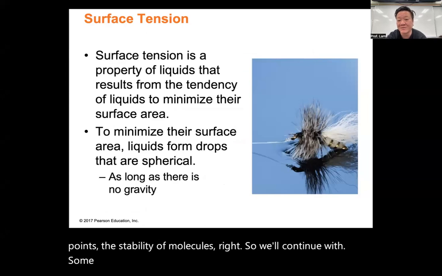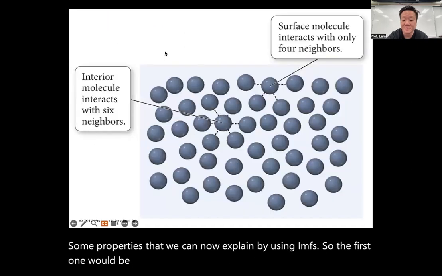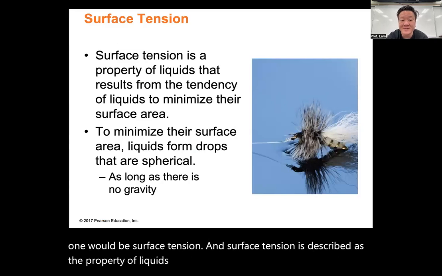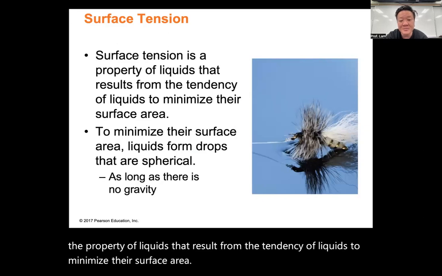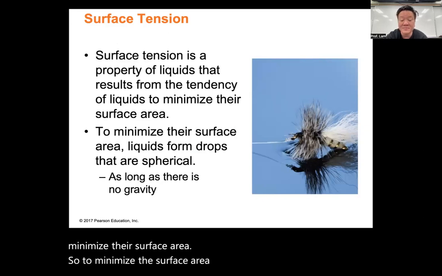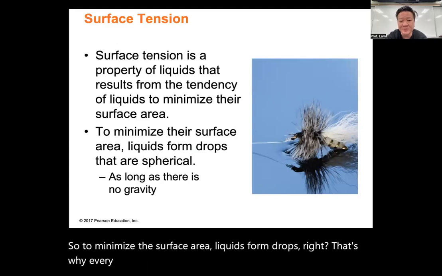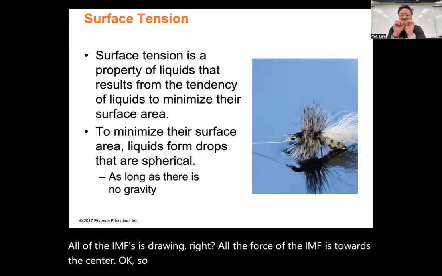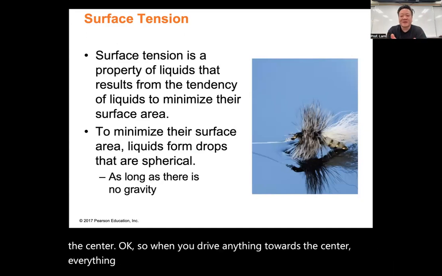So we'll continue with some properties that we can now explain by using IMFs. The first one is surface tension. Surface tension is the property of liquids that results from the tendency of liquids to minimize their surface area. To minimize the surface area, liquids form drops. That's why every liquid seems like a sphere, because all the force of the IMFs is drawn towards the center. When you draw everything towards the center, everything outside curves. It becomes like a droplet.